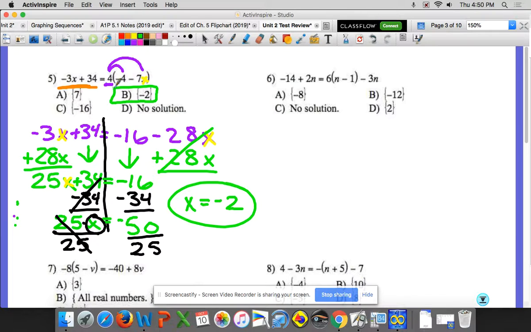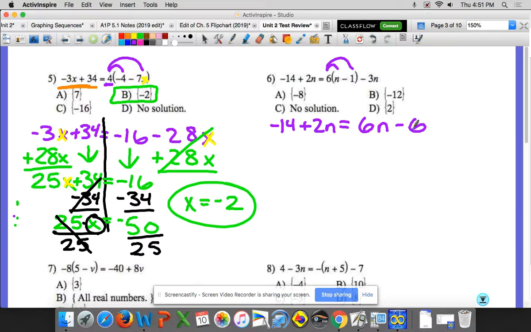So now that we've kind of explained that one a little bit, as we move on to number 6, we have to remember, once again, if we have parentheses, we got to eliminate it through distributing. So we have not done anything to the negative 14 or the 2n. We're going to go ahead and bring it down. And now let's distribute the 6 to the n. Anytime we have a number getting distributed to a variable, all we do is smack it together. And so that becomes 6n. And then 6 times negative 1, which we can use our calculator, and we get negative 6.